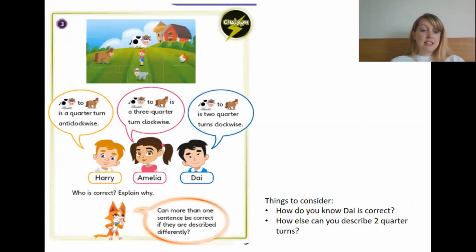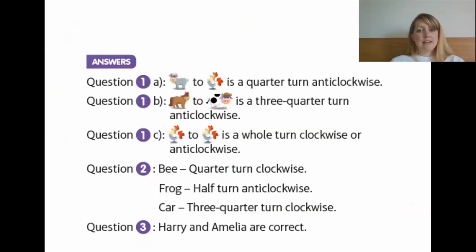Finally, for your challenge. Now, the things for you to consider here are, how do you know that die is correct? And how else can you describe 2/4 turns? Pause the video now and have a go at answering the challenge. And here are your answers. Did you get them right?